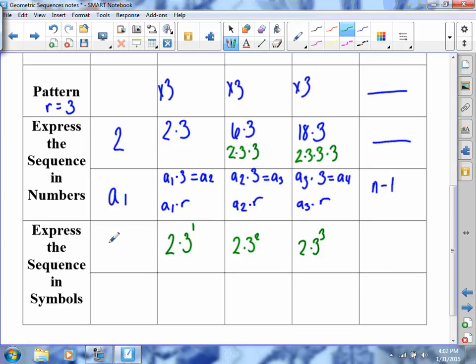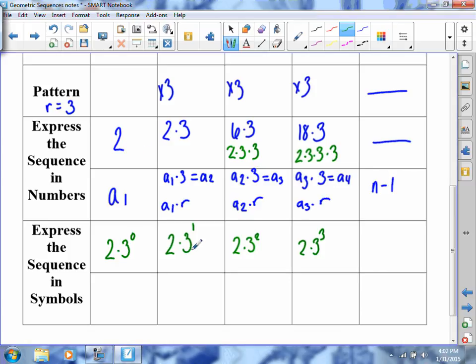So over here to get my first term, that would be 2 times 3 to the 0, because those exponents are decreasing. And those exponents now are representing the number of the terms. So anything to a power of 0 is 1. So 2 times 1 is just 2. That was my first term.